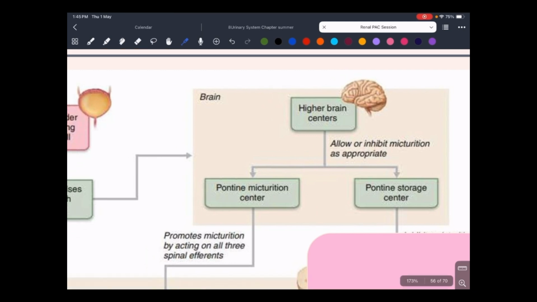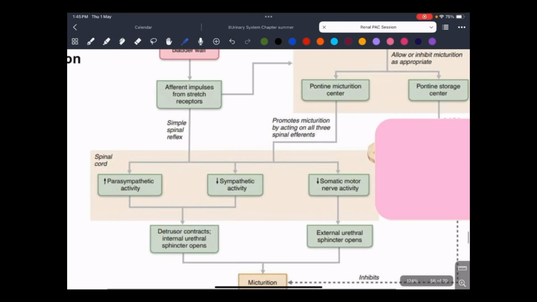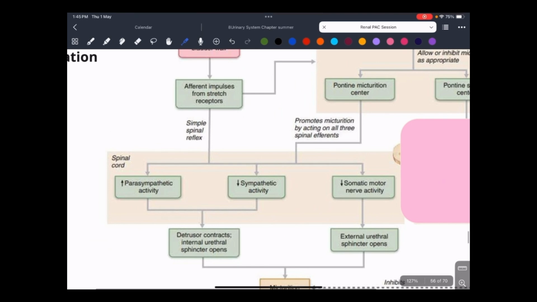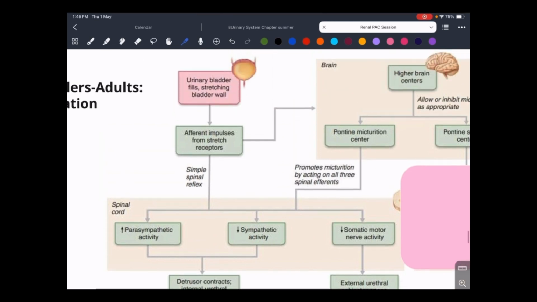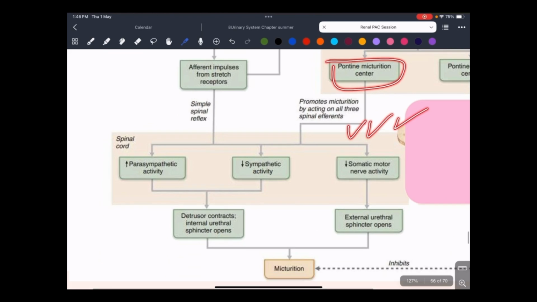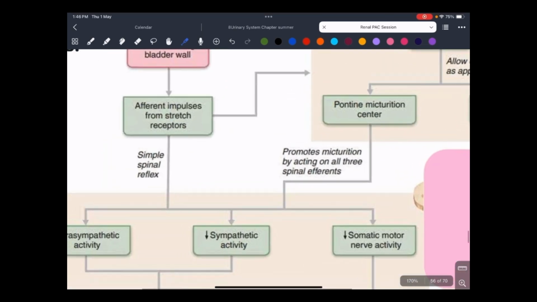In the event that I can go and urinate, the pontine micturition center will activate and it will promote micturition by acting on all three spinal efferents. So literally, the only thing I added here is I have extra stimulation on these three things. My simple spinal reflex already does these things to contract the detrusor, open the sphincters. This just increases that. So that, yeah, sure, 100% go to the bathroom, I'm in a situation where I can go. But all it does is it promotes micturition by acting on all three spinal efferents.